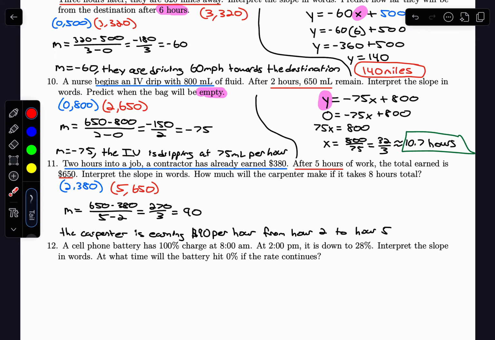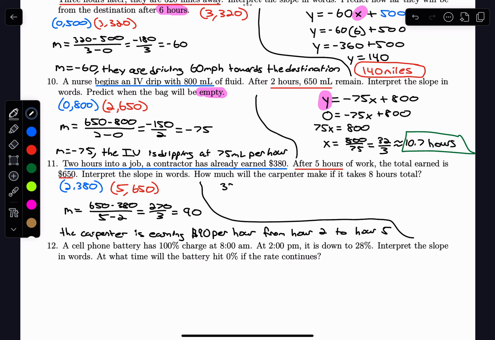So instead, we need to use the fact that it's going up by $90 per hour. So we're going to think of this as a sequence instead of as an equation. So we went from 380 in hour 2, so I'm going to label that with a 2, to something in hour 3, something in hour 4, and then in hour 5, 650. Because we already know the slope, we know that we're going up by $90 per hour. So 380 plus 90 would have been 470 in hour 3, and then 560 in hour 4, and then we get to that 650 after 5 hours.